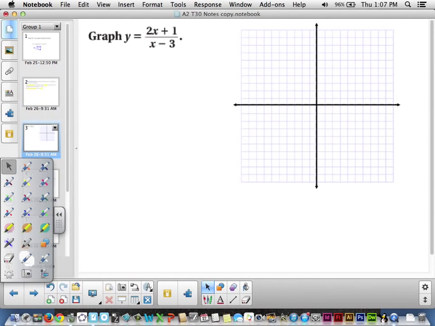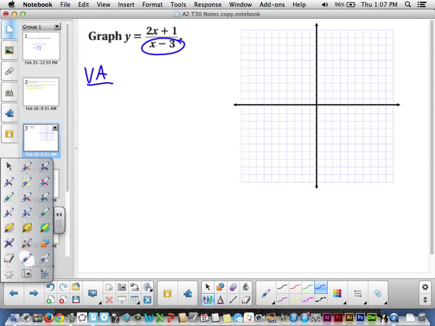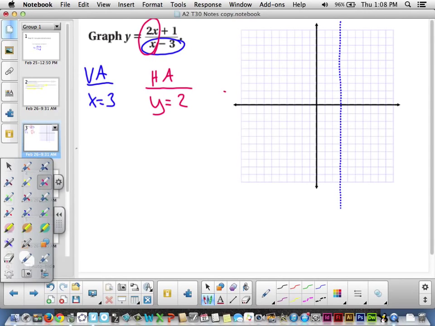So we'll start with this problem. Find our asymptotes. We'll start with our vertical asymptotes. What makes the bottom 0? X minus 3 equals 0 when x equals 3. For the horizontal asymptote, take your lead coefficients, and as long as the degrees are the same, you can divide those. 2 divided by 1, our horizontal asymptote is 2. So our vertical is at x equals 3. Our horizontal is at y equals 2. And now we just need to try a few points on either side.